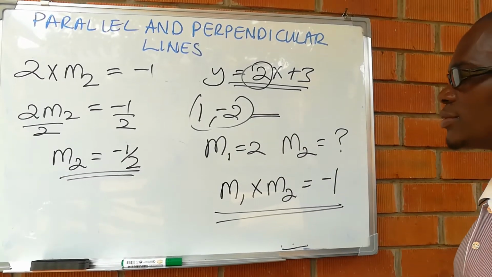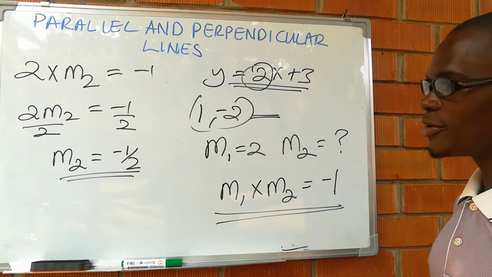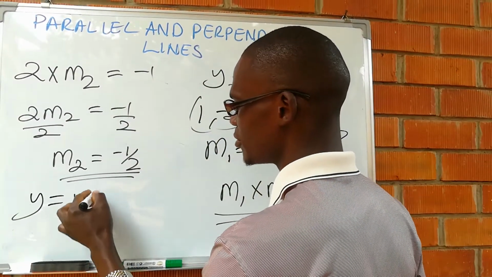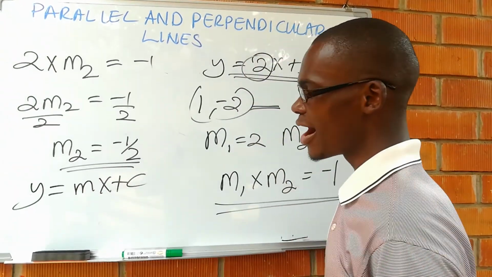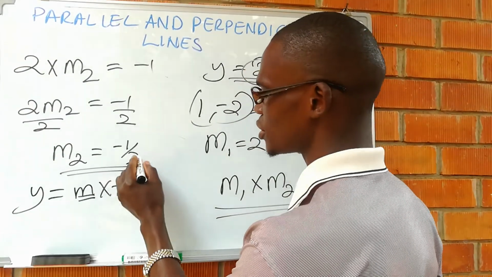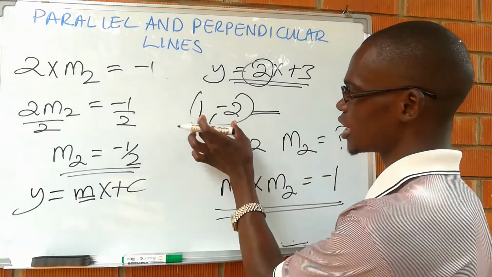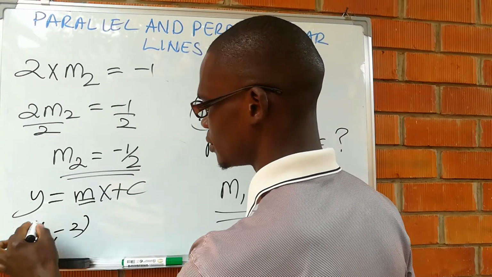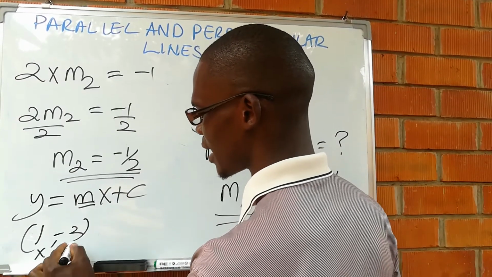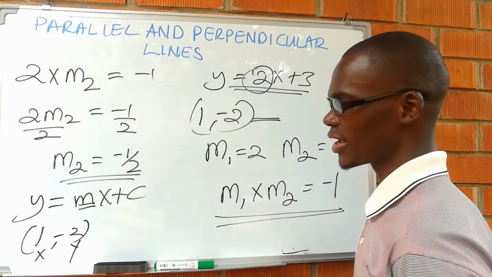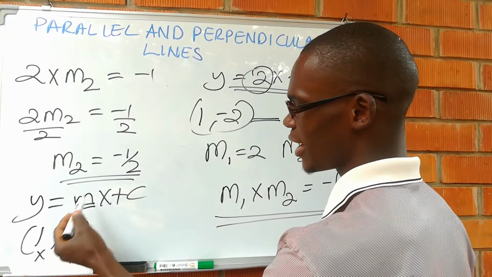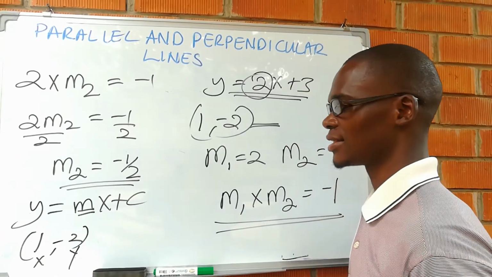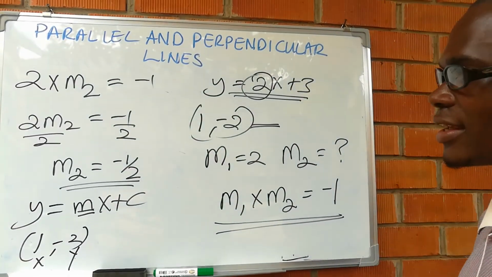Then to find the equation, we shall remember the general equation is y = mx + c. So now we have got m, which is -1/2. We shall use this point, (1, -2), to give us x and y. So that we have y, we have m, we have x. Now we can get c and then substitute to find the second equation.